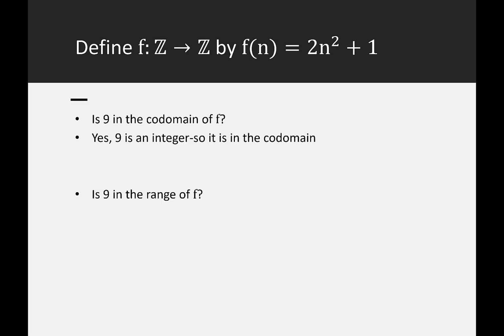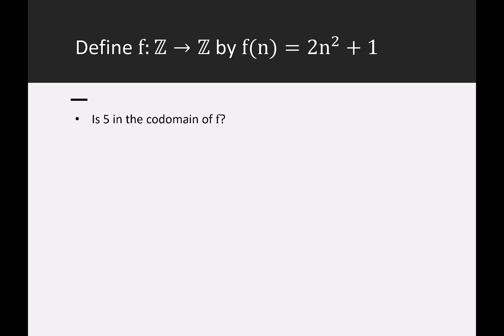What we have to do is find out if 9 satisfies 2n squared plus 1 for some integer n. We'll have to solve this equation. So I'll start by moving the 1 over. I have 2n squared equals 8, so I want to divide by 2. That says n squared is 4, so let's take the square root of both sides. When I do that, I find out that n could be either 2 or negative 2. Since 2 and negative 2 are integers, that's good news. It tells me that yes, 9 is in the range because I found values in the domain that map to this value of 9.